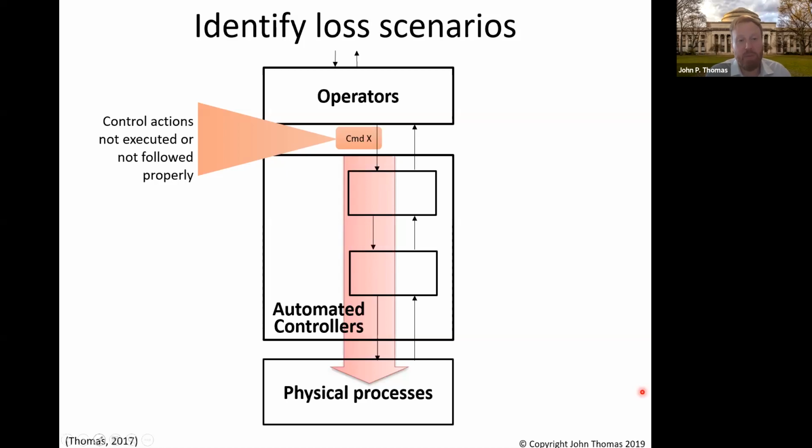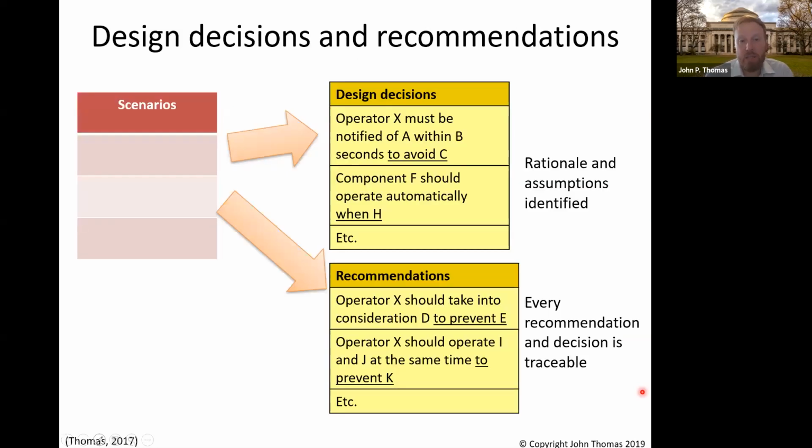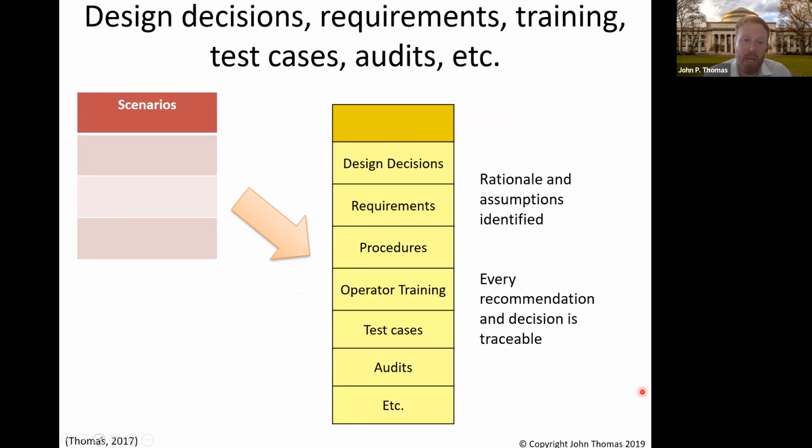The last case we've got to look for is, what if the operator provides a control action but it's not executed or not followed properly? So this would be a control action that gets sent. Maybe it's the right thing to do, but it doesn't work. It might be sent but not received. It might be received but it was ignored. Again, it could be due to some kind of failure, communications problem, or it could be because we've got multiple controllers here and we've got an arbitration scheme and we're ignoring some of our controllers because of the way we designed the system. So we build these scenarios, and again, we develop mitigations and controls to try to make sure we can handle these in our system. Design decisions and recommendations, requirements, procedures, and so on.